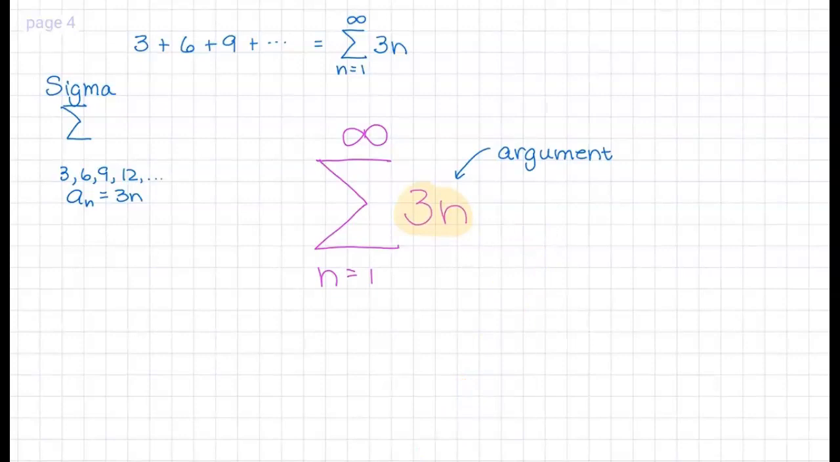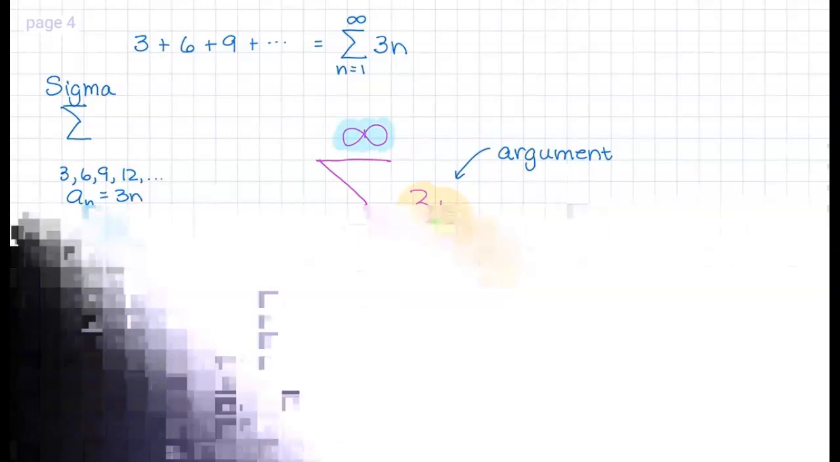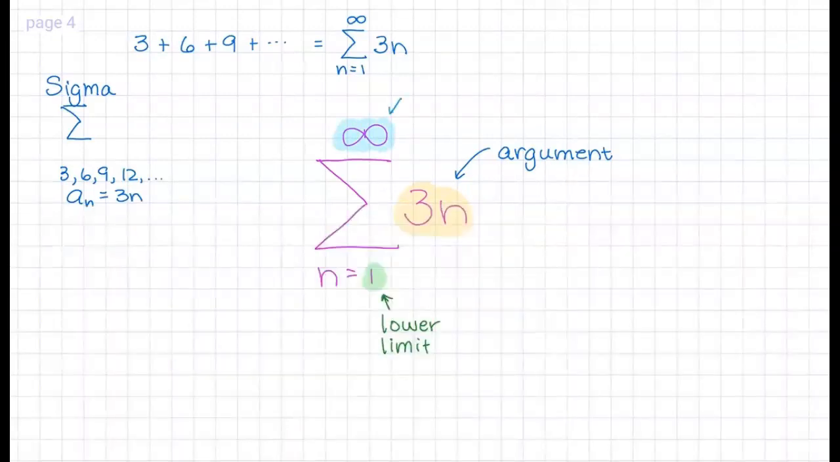We have this part down here, just the 1. That's called the lower limit. This part right here at the top, that's called the upper limit. And then finally we have the variable, and that guy is called the index of summation.